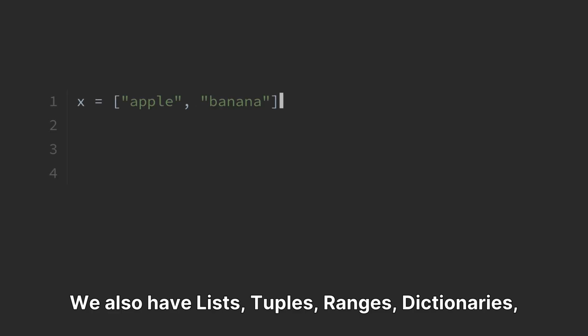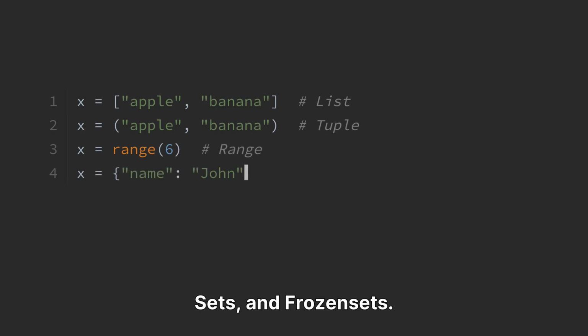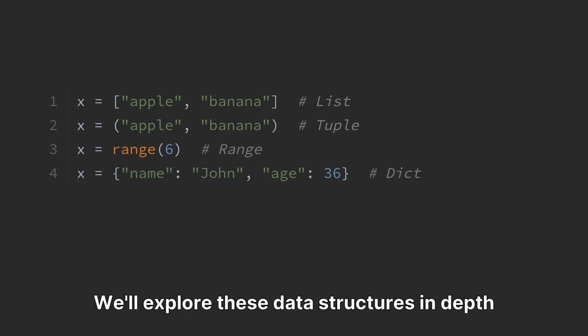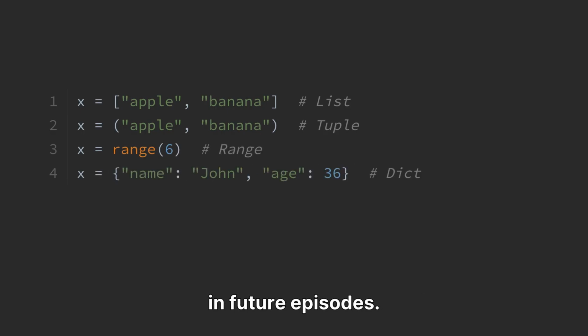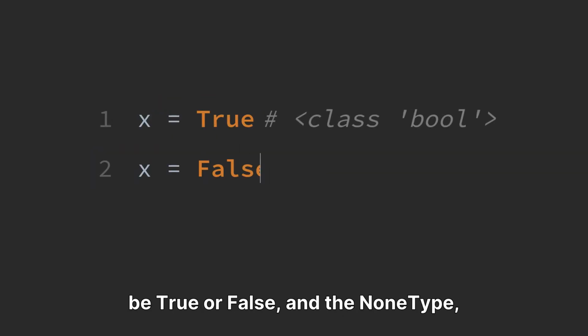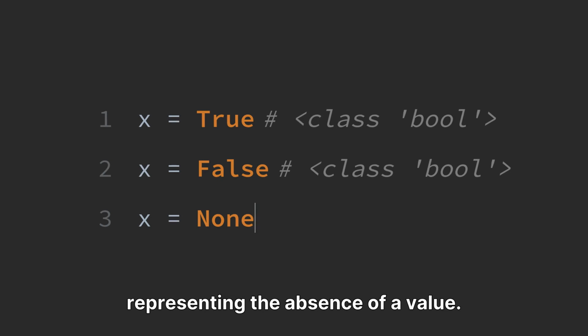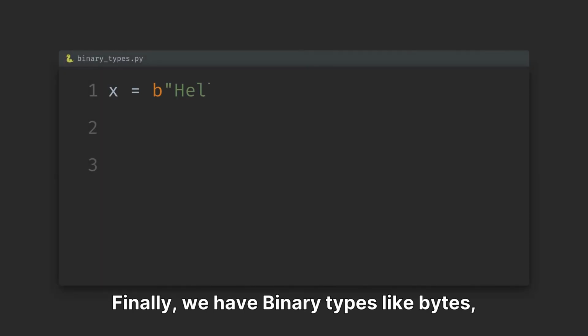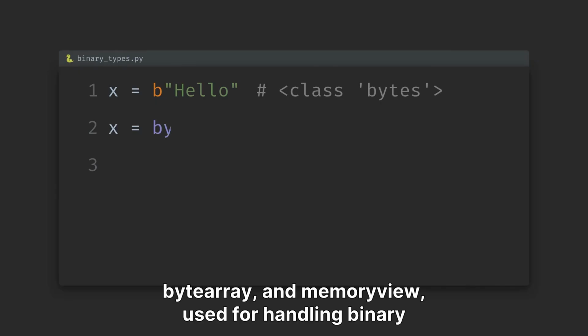We also have lists, tuples, ranges, dictionaries, sets, and frozen sets. We'll explore these data structures in depth in future episodes. Don't forget the boolean type, which can be True or False, and the None type, representing the absence of a value. Finally, we have binary types like bytes, bytearray, and memoryview, used for handling binary data.